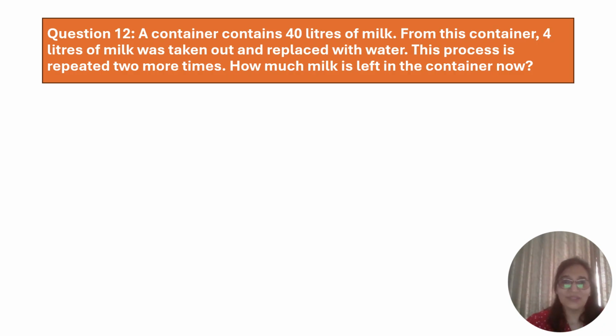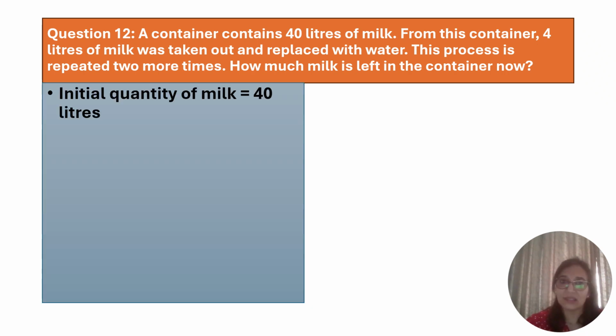Question number 12. A container contains 40 liters of milk. From this container, 4 liters of milk was taken out and replaced with water. This process is repeated 2 more times. How much milk is left in the container now?